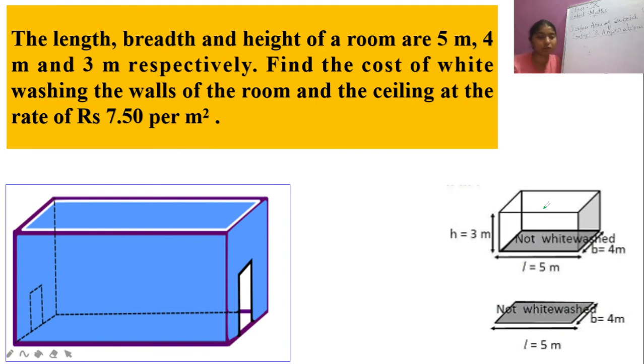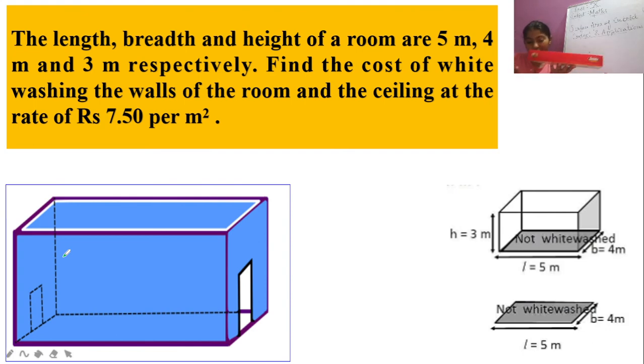So students, you have to whitewash your house and your room, okay? You have to whitewash the 4 walls of your room as well as the ceiling, right? So what you have to do is consider the 4 walls. That means if suppose this is a room, you have to cover this part.